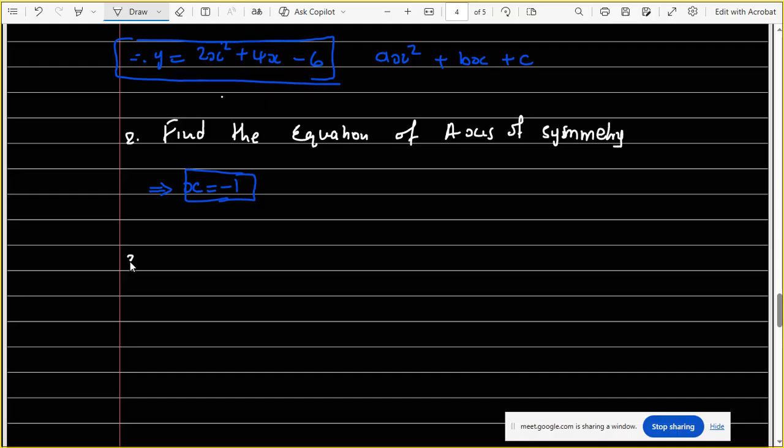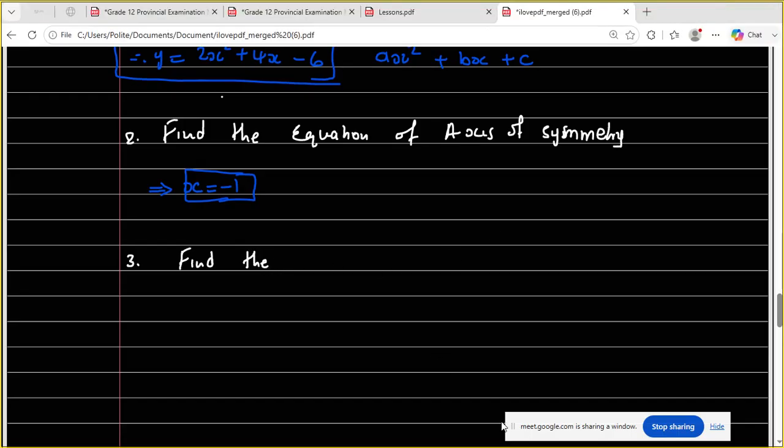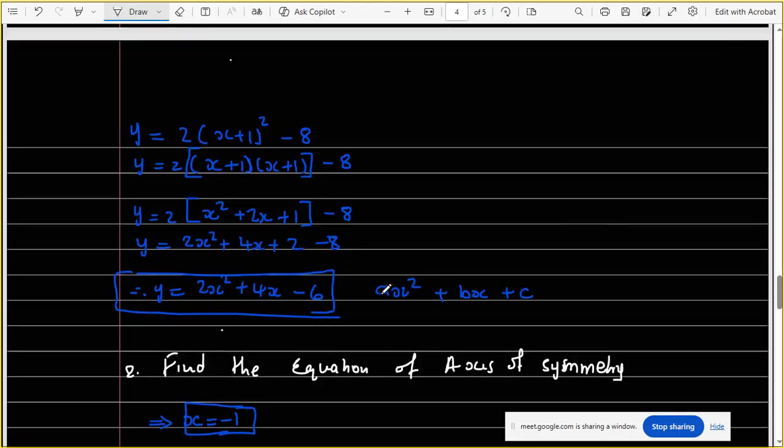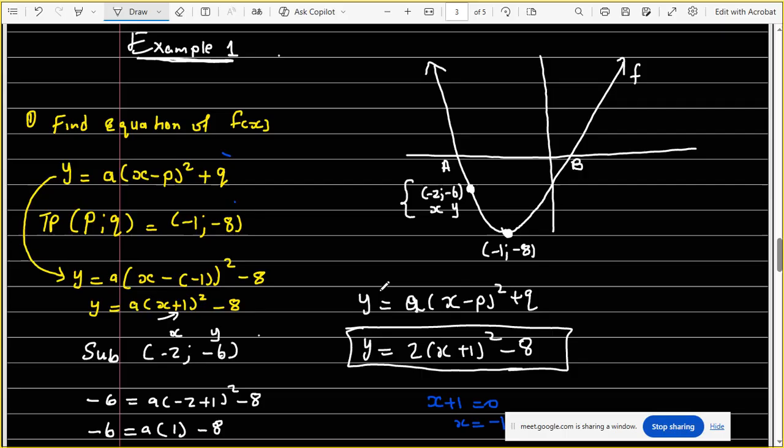Can we find the range? Are you still with me? Yes, I am. I'm making it out. Oh, okay. The range, number 4, find the domain. Okay, what will be the range? You just have to look at the graph. What will be the range of this graph?